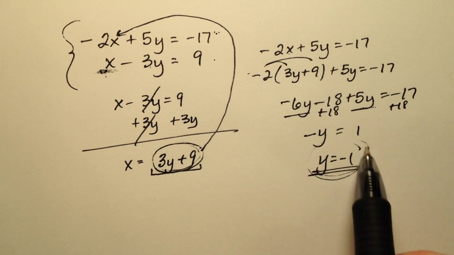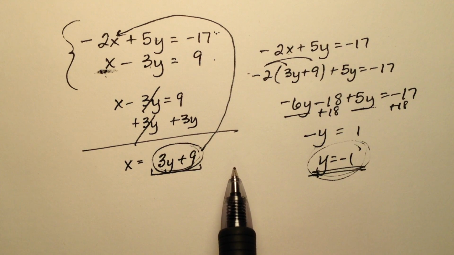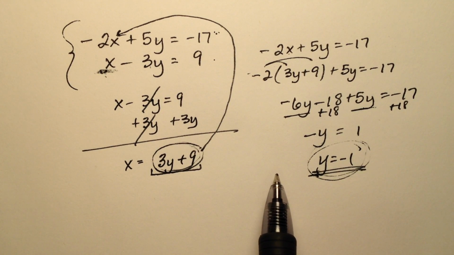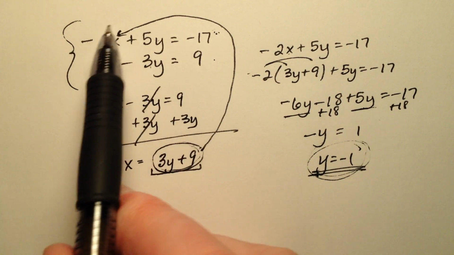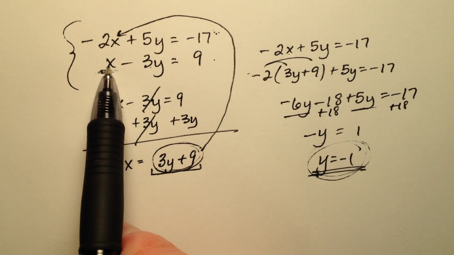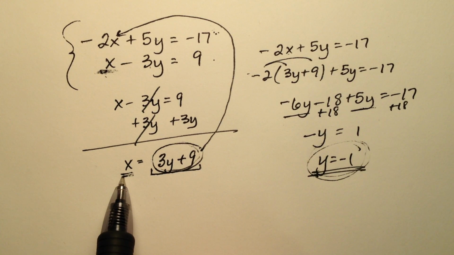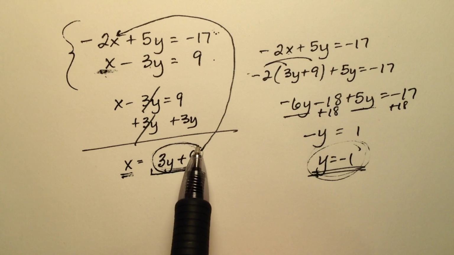Now that I have the value for y, I'm going to plug it back into one of these equations to solve for x. Which equation would be best to substitute it into? Well, if I substitute it into either of these two original equations, I'm going to have to do some work to solve for x. Here, I've already done that work. x is already isolated in this equation: x equals this expression right there.